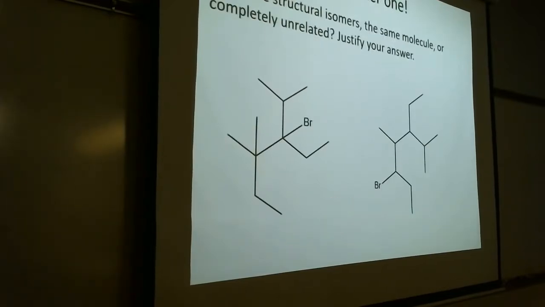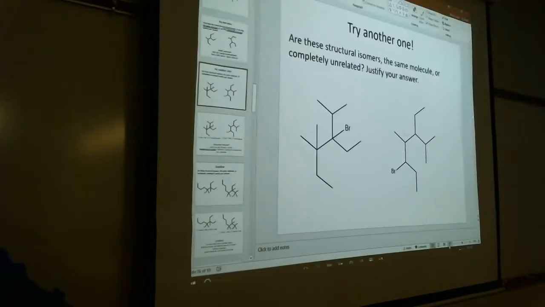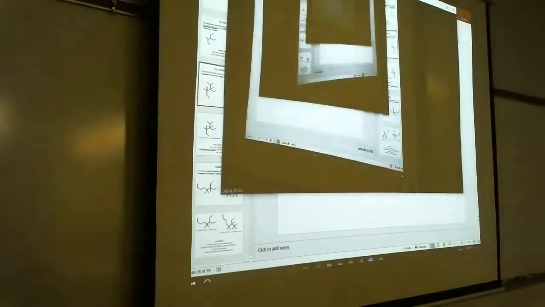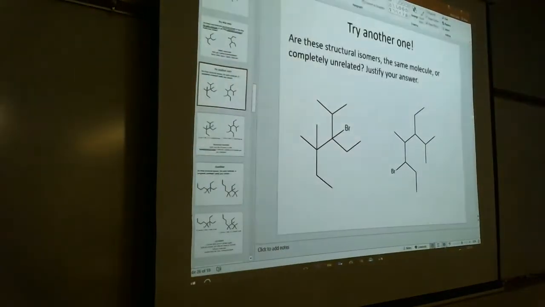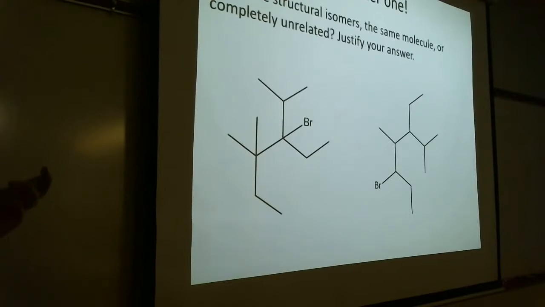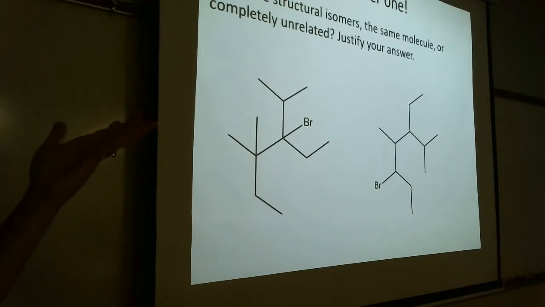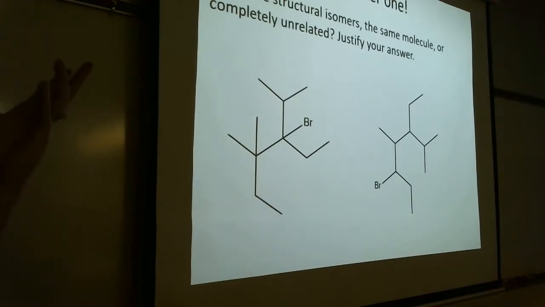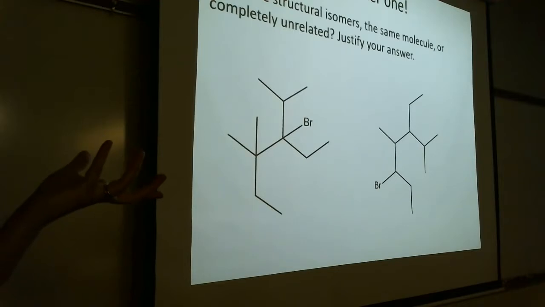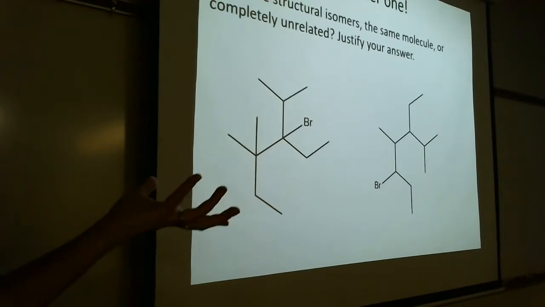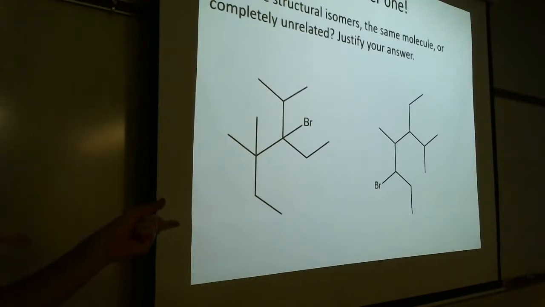All right, here's another one. Structural isomer, same molecule, or unrelated. I'll pause the video and let's try this one. And this time you won't see the answer. So I planned ahead. Okay, so you always want to count your carbons. Make sure that they have the same formula, right? Because if they have different formulas, then it would be unrelated. If one's got 15 carbons and one's got 14 carbons, that means they're definitely unrelated. So you can't go by name to determine if they're unrelated. You have to go by formulas.